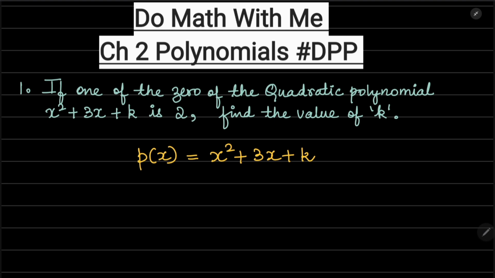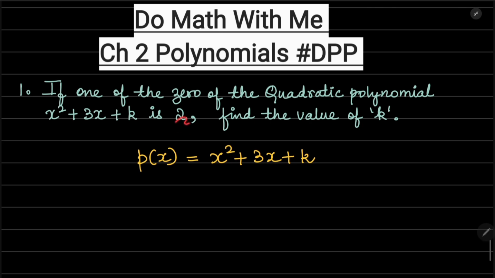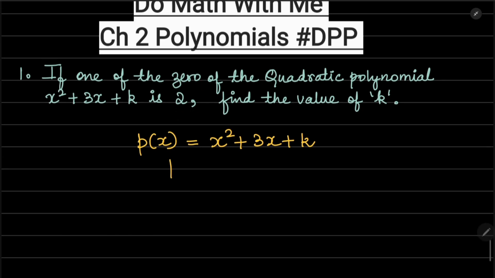You are also given something else. One of the zeros of this polynomial is 2. What do you mean by zero of a polynomial? That value of x which is going to make the polynomial 0, that value of x is what is called the zero of a polynomial. So what is also given is the value of the polynomial at x equal to 2 is equal to 0. So this is also given to you in the question. All you have to do is substitute in place of x, you have to put 2.